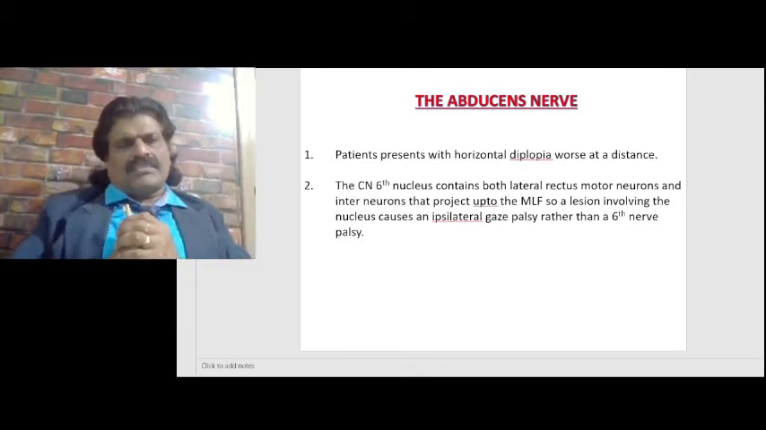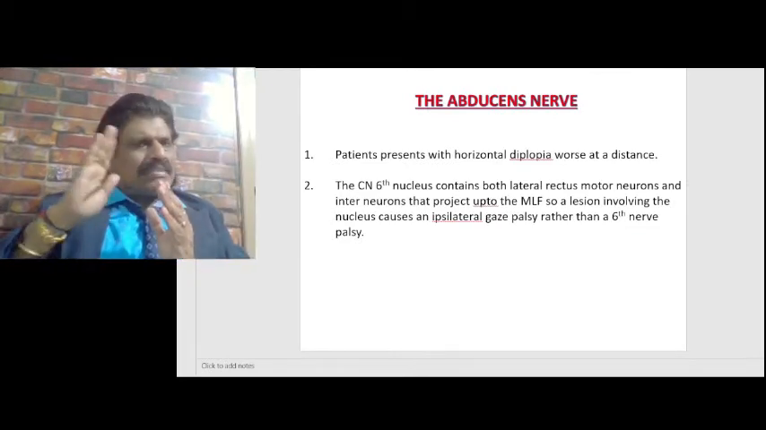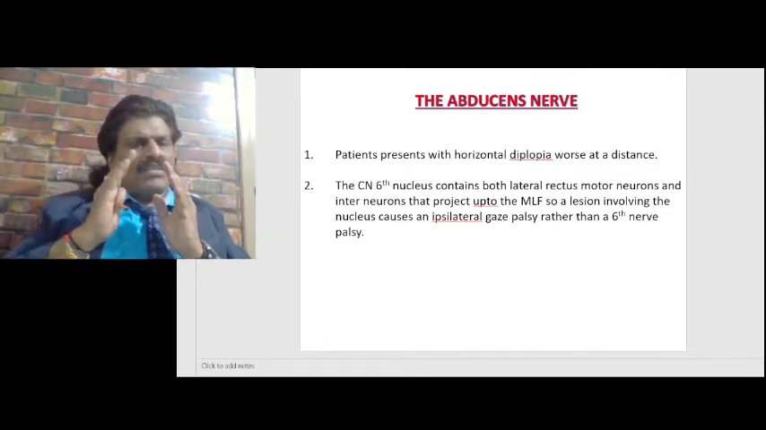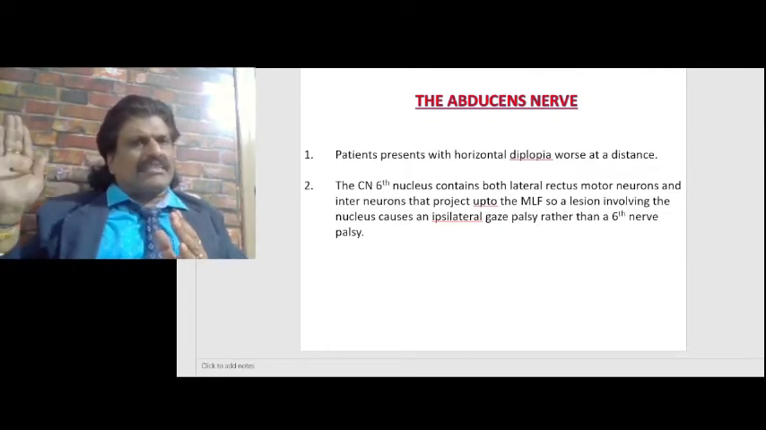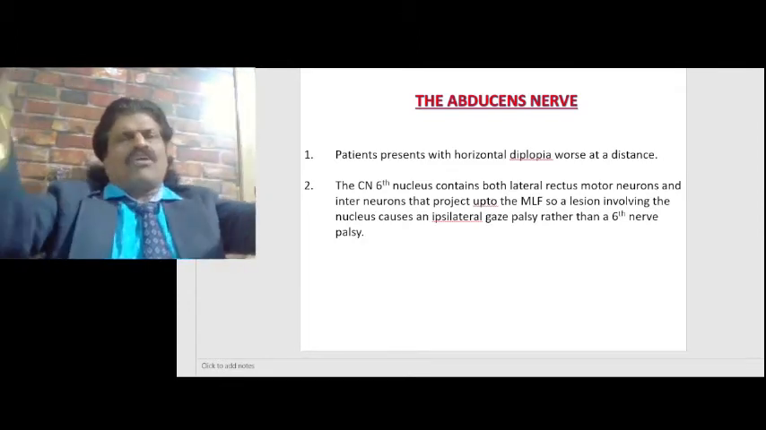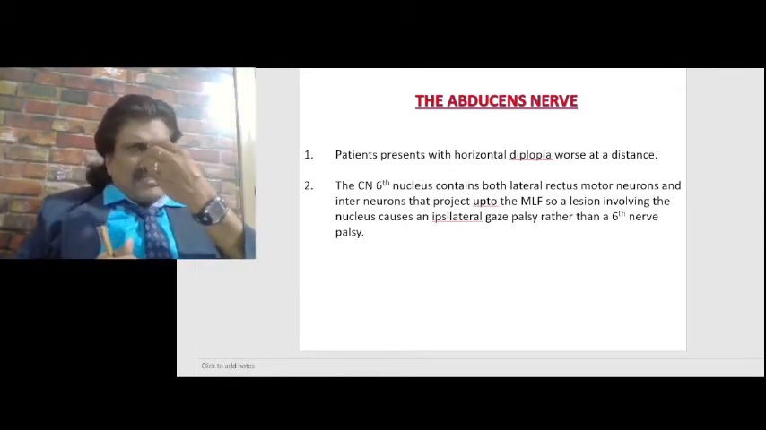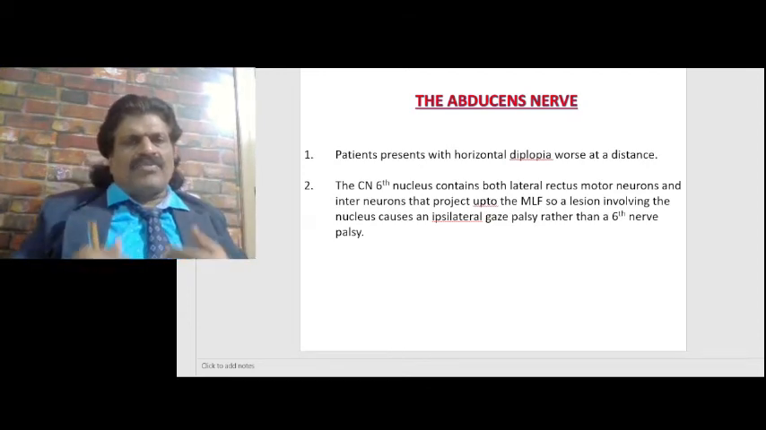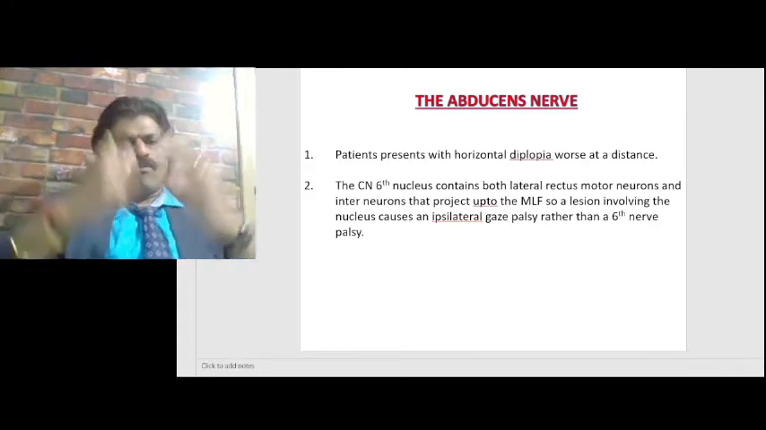So, now let's talk about the 6th nerve. The 6th nerve supplies the lateral rectus, and therefore when the 6th nerve gets affected, the lateral rectus gets affected. So, they will complain of double vision on looking at far off objects. Whereas the medial rectus is supplied by the 3rd nerve, and therefore if there is a 3rd nerve palsy, they complain of double vision on looking at near objects. So in 6th nerve palsy, the patient presents with horizontal double vision on looking at a far off object.